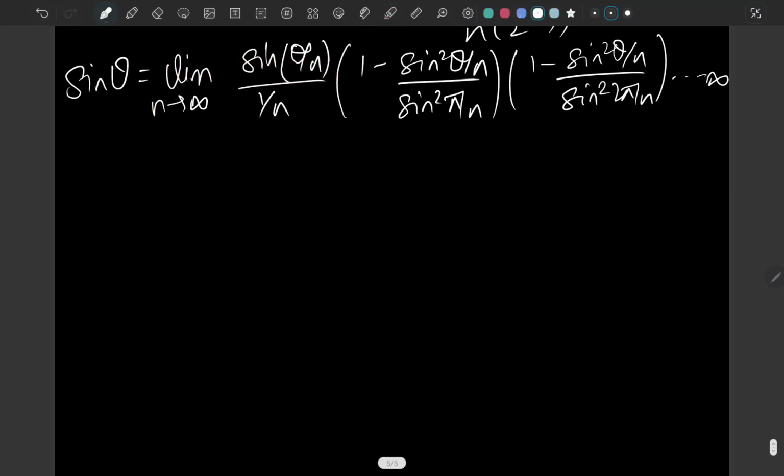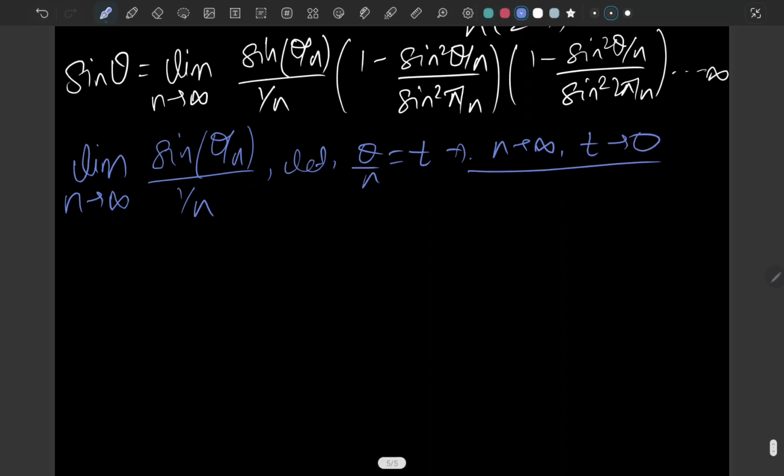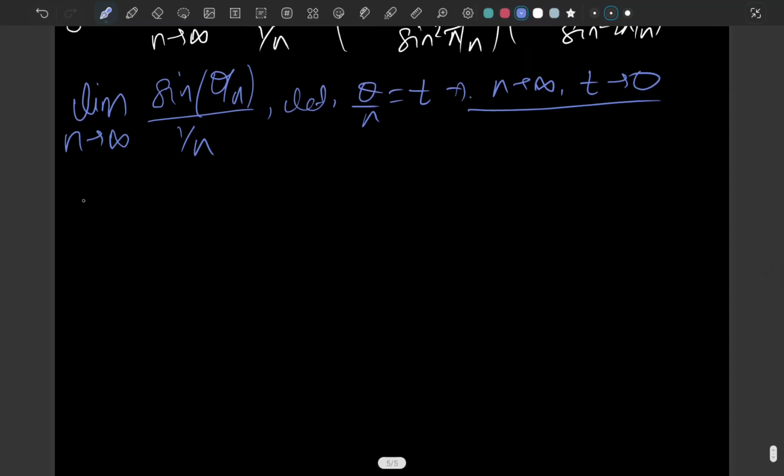So if we talk about that one, we have the limit as n tends to infinity of sine of theta over n, over 1 over n. So let theta over n equal t. When n tends to infinity, theta over n tends to 0, right?